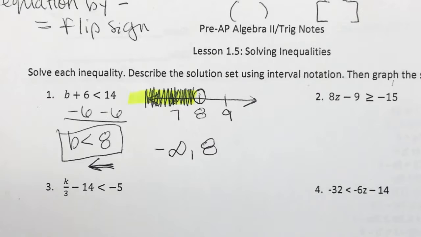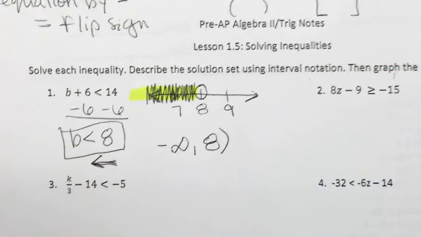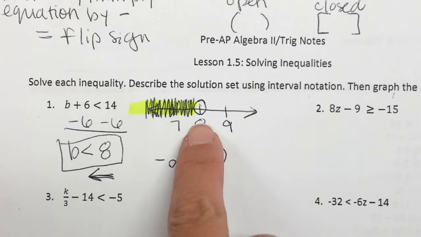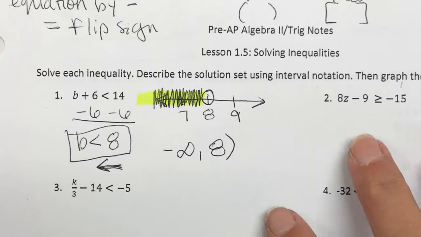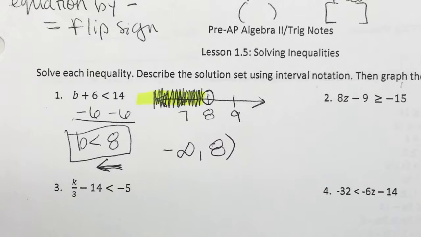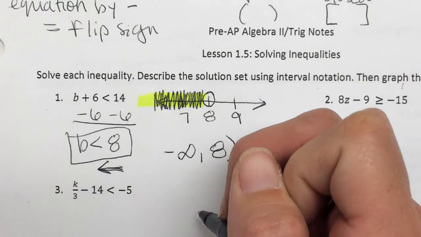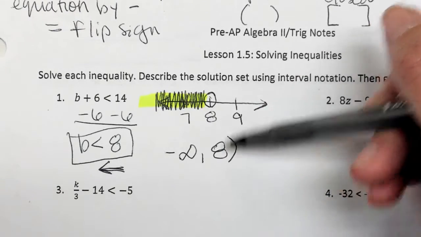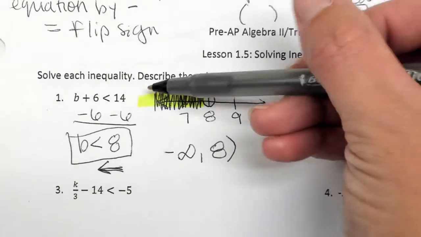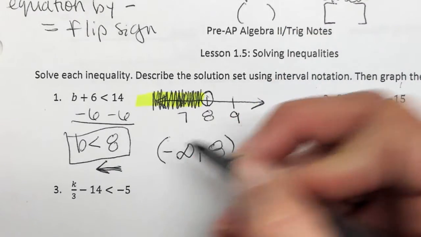Now we have to worry about parentheses and brackets. We already discussed this is going to be a what? Parentheses. Because it does not include that value. Now, do you think we could ever reach negative infinity? No. So do you think we can include it? No. So it's going to be what? I'll say it again. So we put a parentheses here because we could not include 8. Could we include negative infinity? No. So we put a parentheses too.